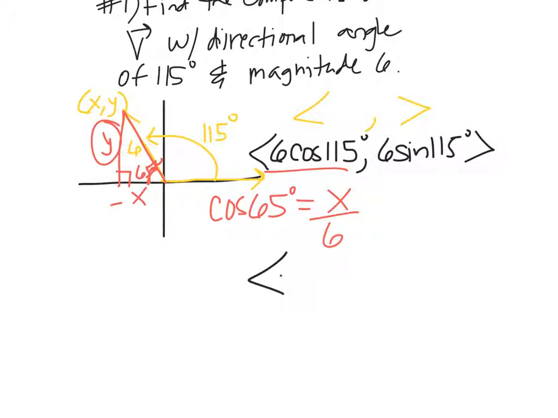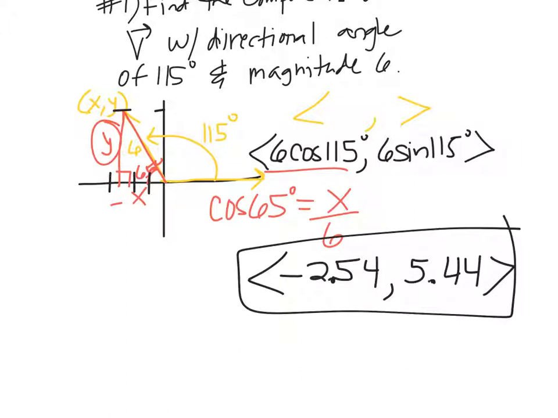So this is negative 2.54. We'll round to 2 decimal places today. And then we'll do 6 times the sine of 115, which is 5.44. And that's the component form. It's like I'm over here at negative 2.5, and I'm up here at positive 5.44. And that's how I write it in its vector component form.